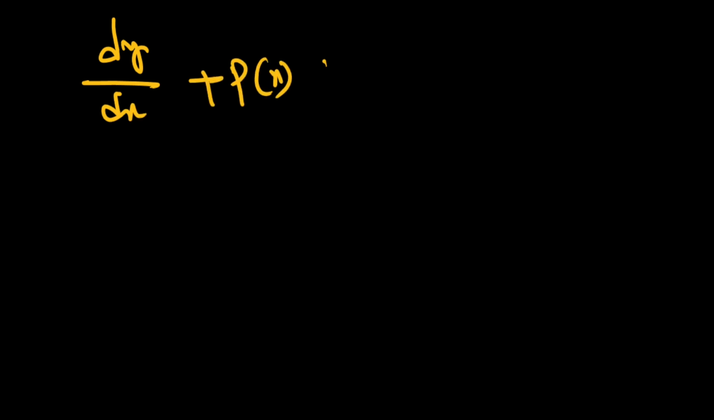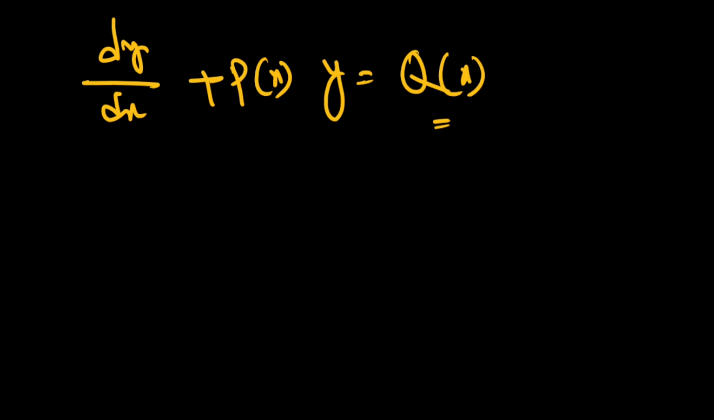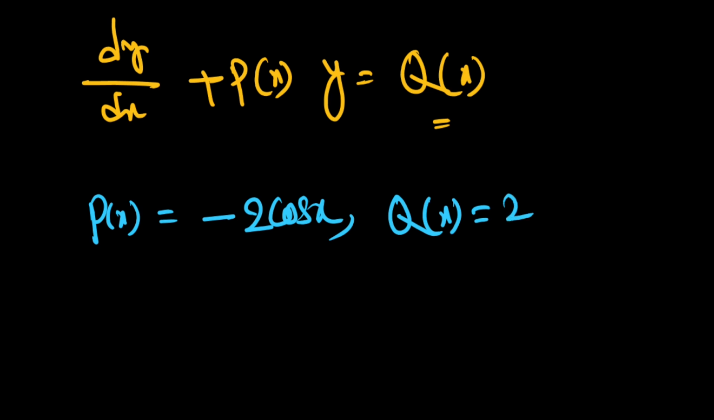So this implies dy/dx minus 2 cos x into y is equal to 2 plus 3 sin x into cos x. Now we compare our given differential equation with the linear differential equation of this type: dy/dx plus p of x into y is equal to q of x. Comparing, we obtain p of x is equal to minus 2 cos x and q of x is equal to 2 plus 3 sin x multiplied by cos x. So previously we studied this type of differential equation. How to solve it?